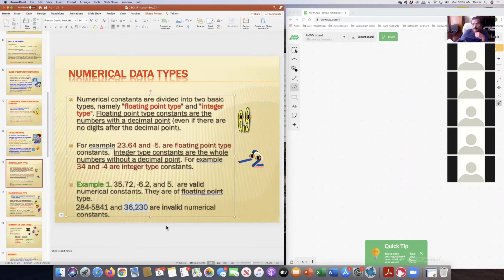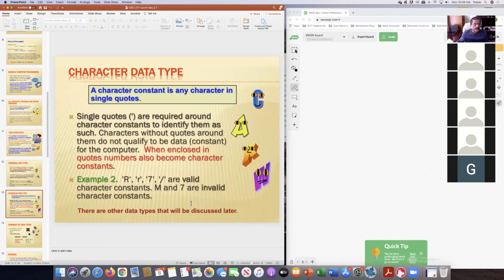Why? Anybody? Is it because of the comma? Because of the comma. If you are writing this in a computer program as data, then you cannot have the comma. You remove the comma, then it will be fine. Going on to character type data. A character constant is any character in single quotes. So if you put single quotes around any single character, it'll become a character constant.